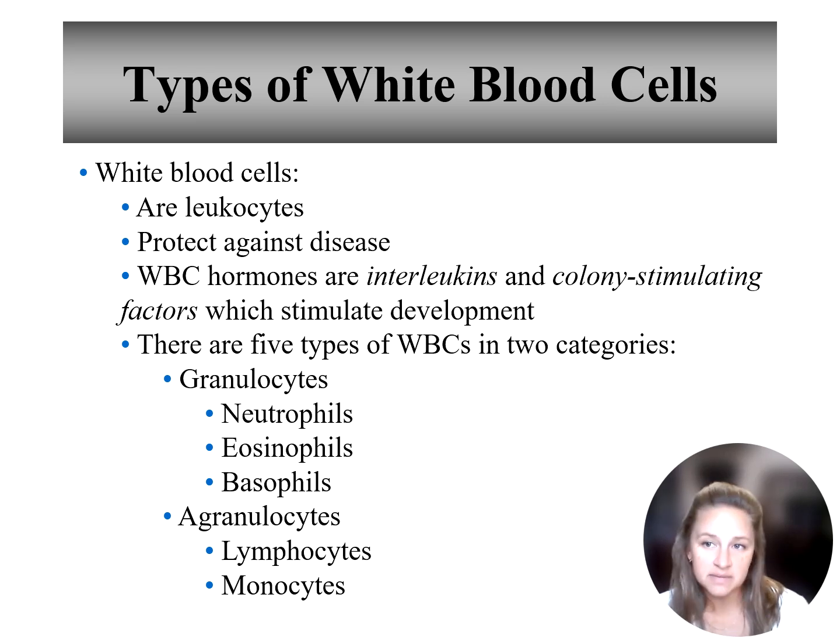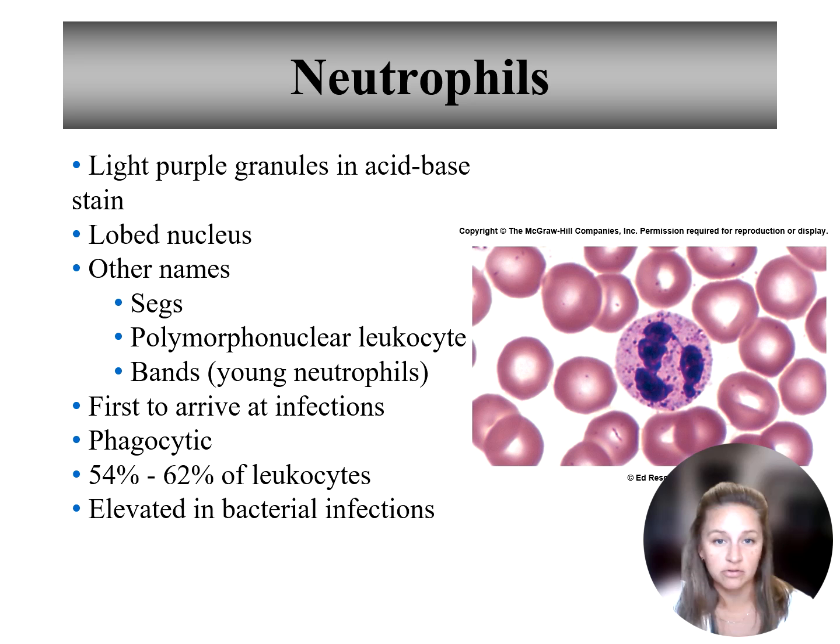There's 5 types of white blood cells that I'm going to go through quickly, and then we're going to compare and contrast them all at the end. So there's 2 major categories of these 5 types. They're called granulocytes and agranulocytes. And the granulocytes have granules that you can see in staining, and the agranulocytes do not. So that's how you can differentiate between these 2 categories.